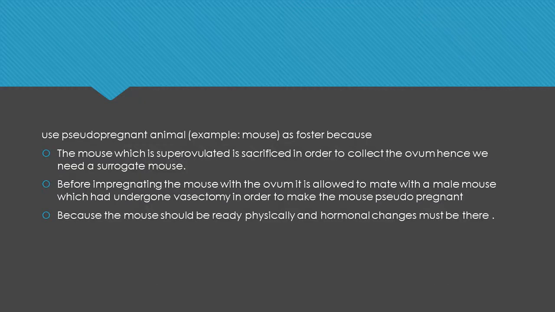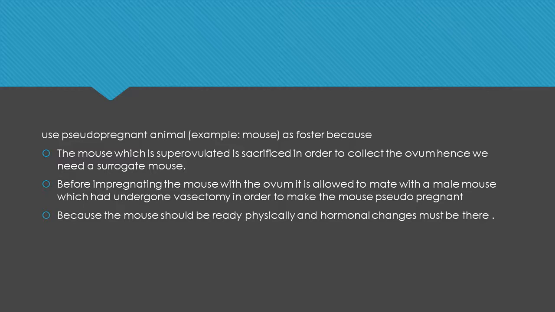You might wonder why we need to implant and let the cells grow in a pseudo-pregnant animal, right? I put a mouse as an example here. First, if you remember, we cannot use the same mouse that has donated the egg cells or the reproductive cells, because the mouse has been sacrificed in order to collect the egg cells.